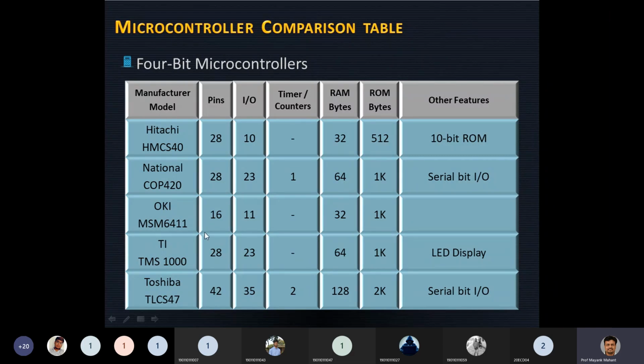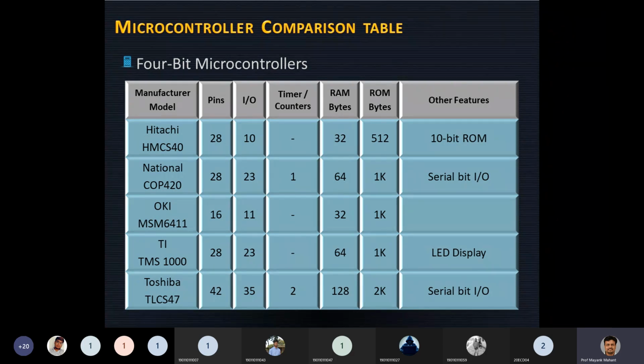We can see how many pins each microcontroller has. If I talk about the 8085 microprocessor, it has 40 pins. But the 4-bit microcontrollers provided by Toshiba have different pin counts: 28 pins, 28 pins, 42 pins. How many IOs are supported in a microcontroller is also a feature we can look at. So 10 IOs can be supported, 23, 11, 23, 35.